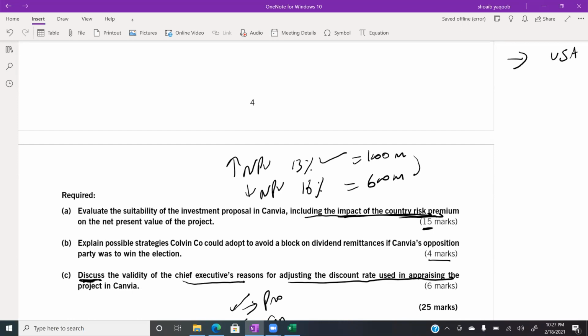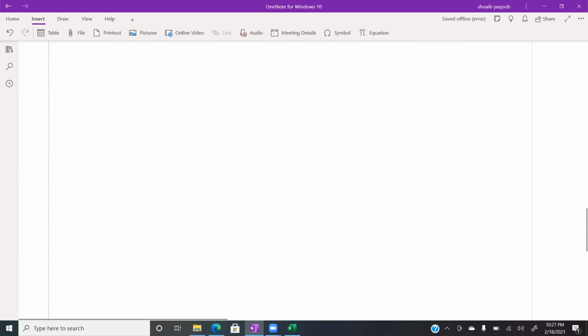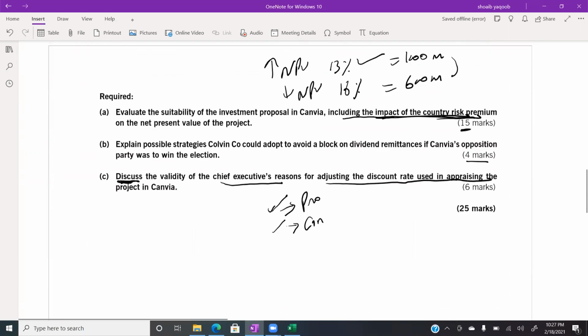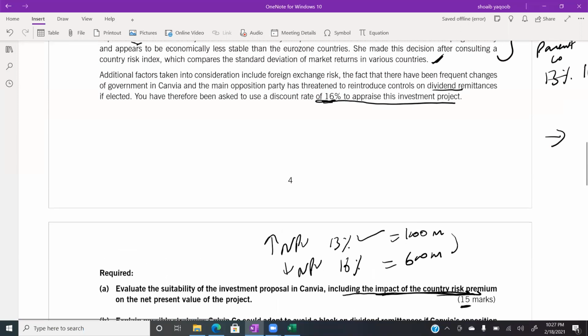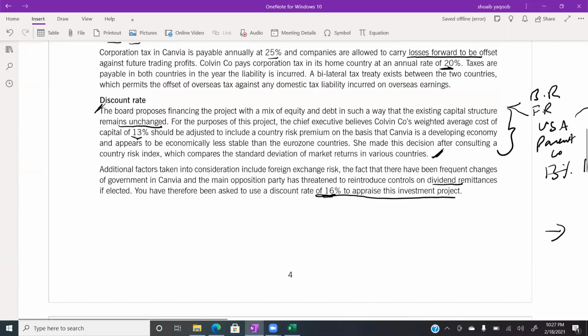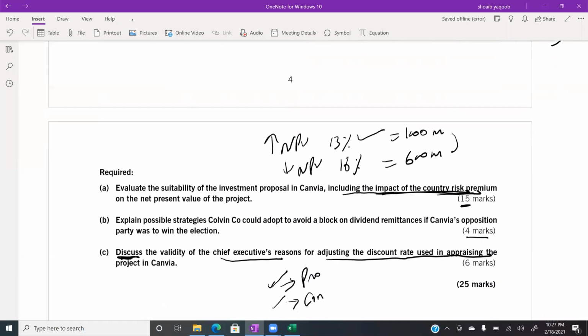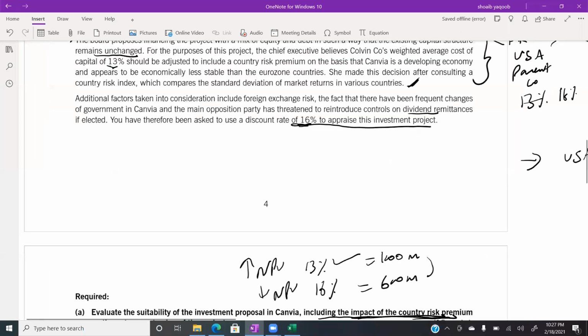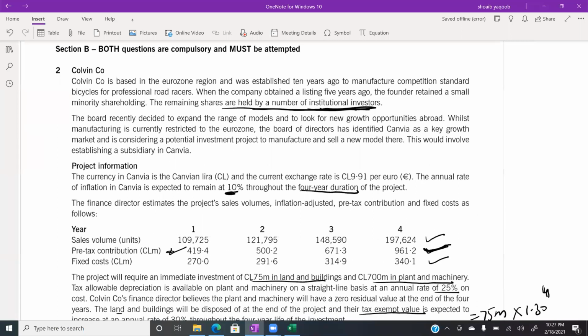Okay, we have to explain the impact. Okay, let's calculate. No, we are not assuming, we were just discussing. That was the discussion of part C, not part A. Okay, guys, let's solve the question. Okay, tell me.